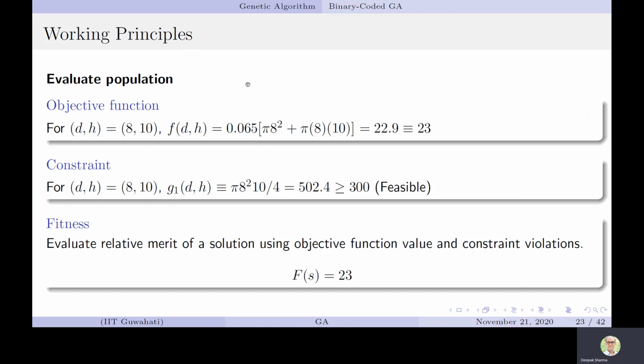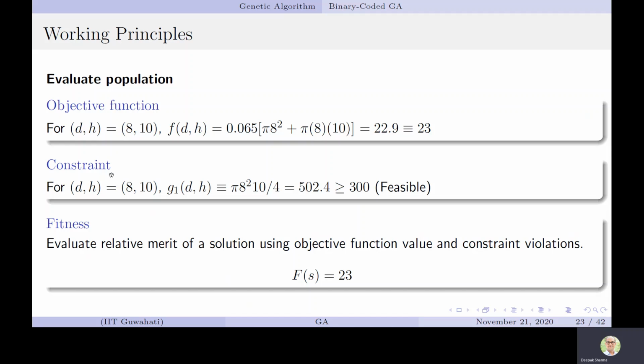Thereafter, we have to evaluate the population. As I have said earlier, I'm following the algorithmic representation where we start with the random population and thereafter we have to evaluate the population. So evaluate means we have to find the objective function. So what is the objective function? So let us take solution number 1 having diameter and height 8 and 10. The objective function is the cost term. So we are writing everything here. We get say 22.9, which is equivalent to 23.